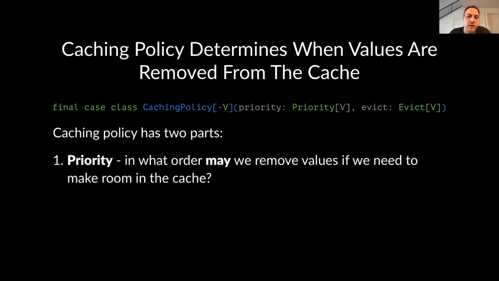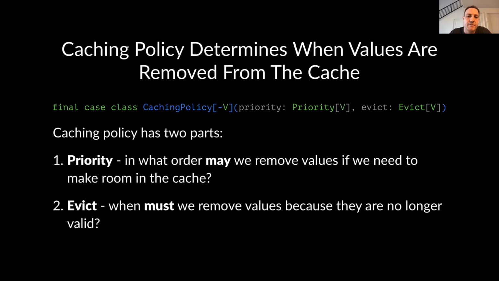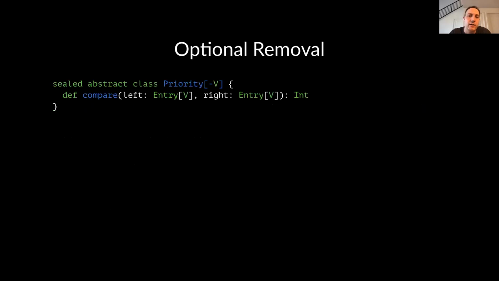So the priority you can think of as a policy that deals with optional removal. So it says when we need space in the cache, when we're running out of space, what order can we remove existing values to make more space? And then the evict is about mandatory removal. So it says, regardless of space, when do we need to just kick a value out of the cache because it's no longer valid anymore, because it doesn't satisfy business requirements. Maybe it's too old, for example. And these two things together define a whole caching policy.